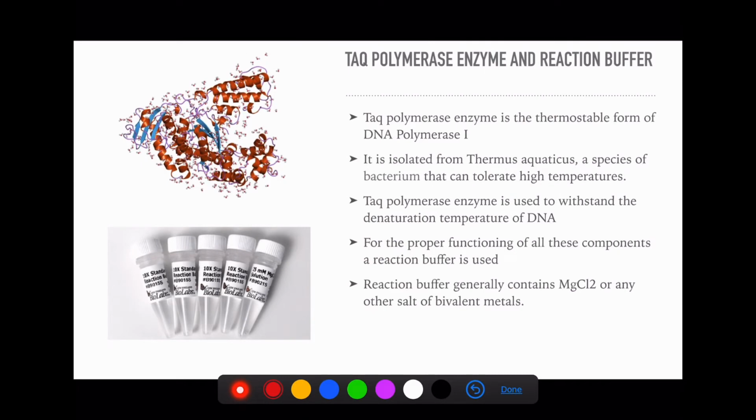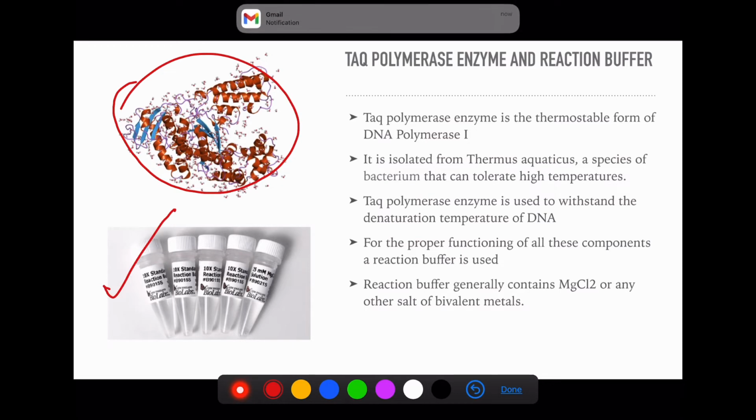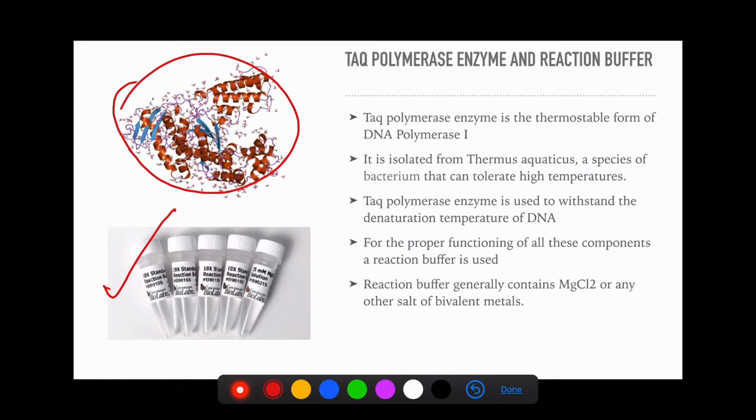Finally, we require polymerase enzyme along with a suitable reaction buffer. In PCR, Taq polymerase enzyme is used, which is the thermostable form of DNA polymerase 1. This thermostable enzyme is used to withstand the heat required for DNA denaturation that is performed at the initial step of the reaction. Not only Taq polymerase, but for proper functioning of all the components, reaction buffer is required. It generally contains magnesium chloride or other bivalent ions.